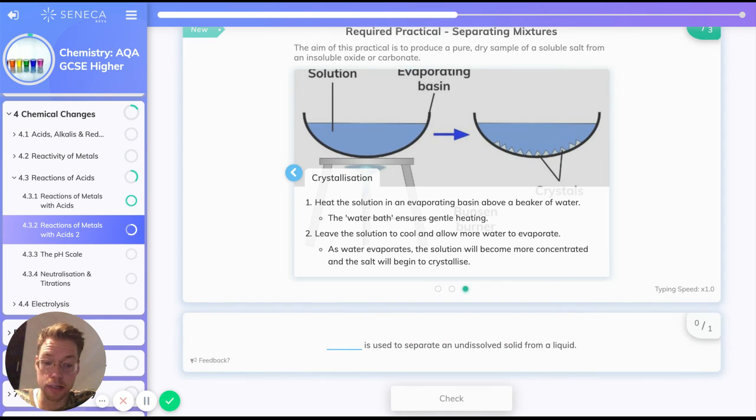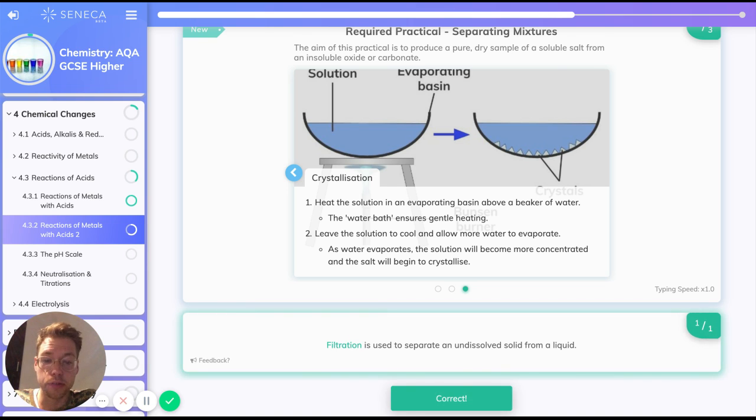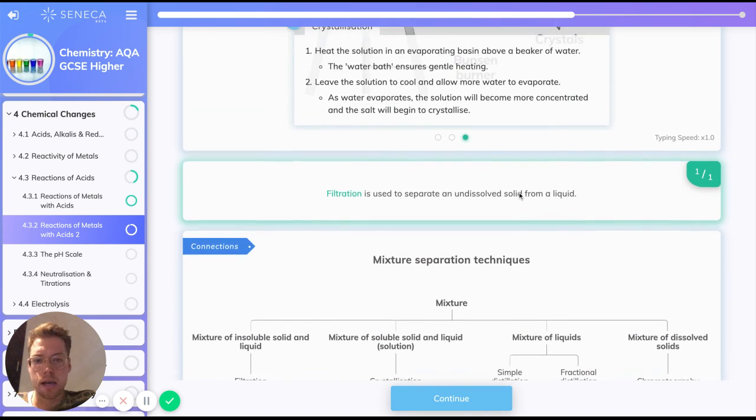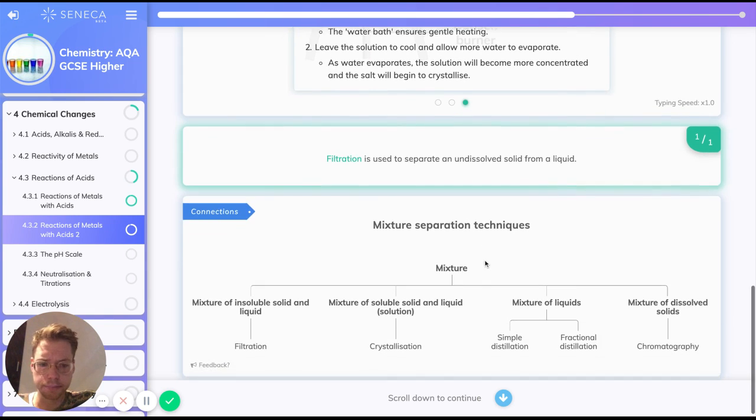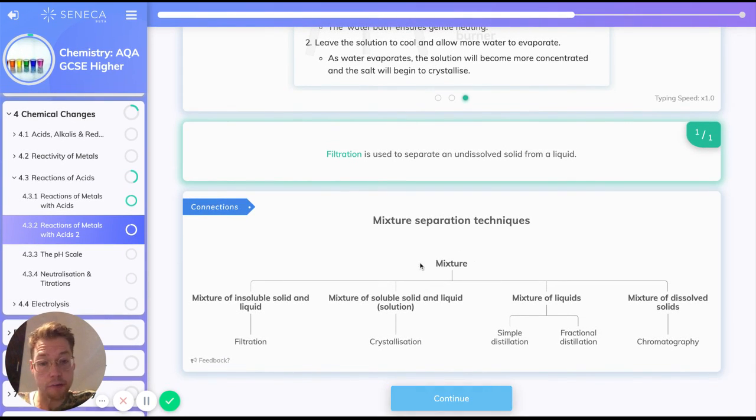So to separate an undissolved solid from a liquid, we use filtration. And then we just run through that process of forming the crystal. So heating in a water basin, and then leaving the rest of the water to evaporate to produce a salt. So there are lots of different separation techniques. So we've gone over filtration and crystallization.